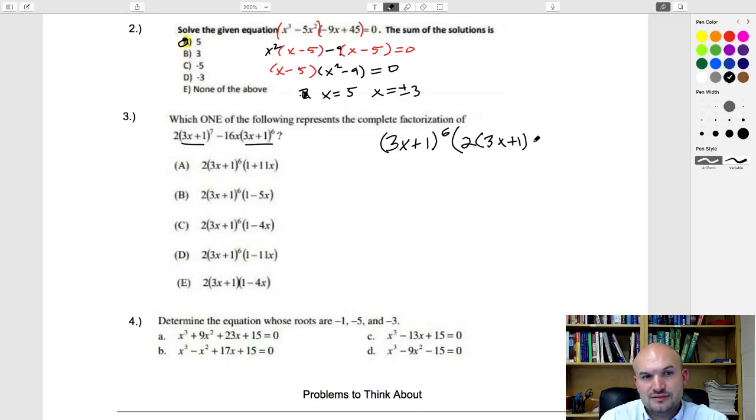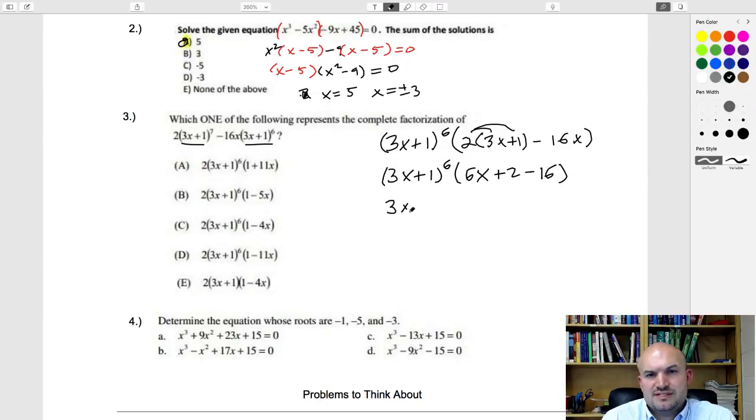And then I have an extra negative 16x. So I factor that out. But you can obviously see that that's not one of my answer choices. So now what I'm going to do is simplify this example. So I go ahead and simplify this. I have 3x plus 1 to the 6th. This is going to give me a 6x plus 2 minus 16x. And then we can simplify that again. 6x, oops, I forgot the x. Be careful. 6x minus 16x is a negative 10x. Actually, let's write that in front.